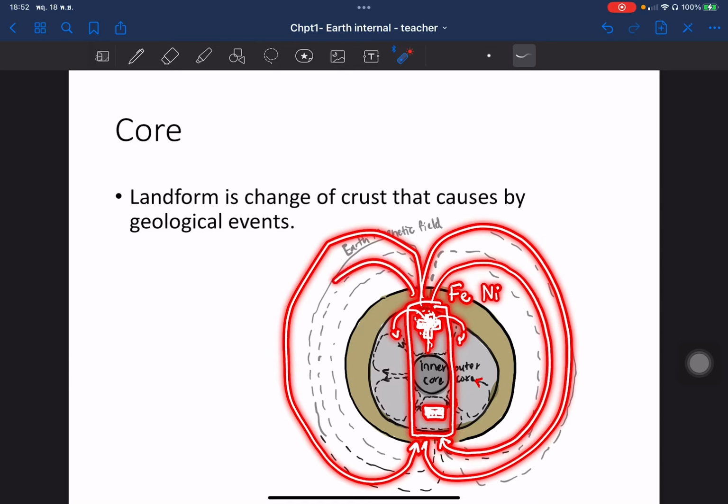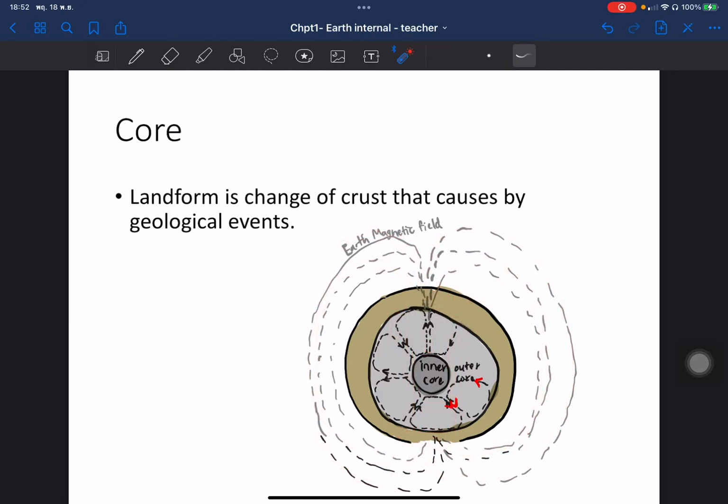And the magnetic field is very important to protect us from the UV ray and the cosmic ray, that is very dangerous to the living things on Earth. Okay.